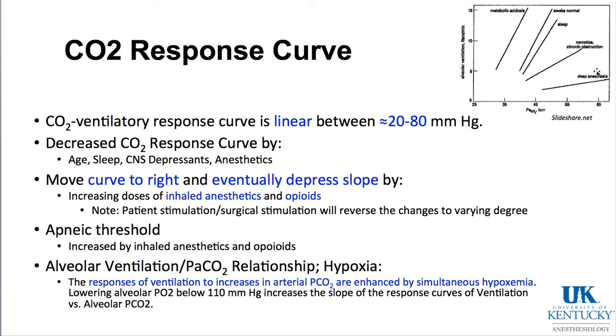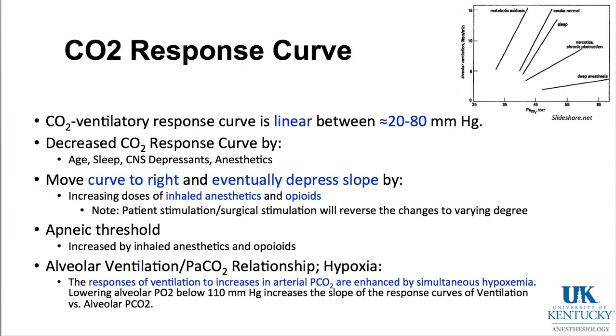Apneic threshold is increased by inhaled anesthetics and opioids, and there is a relationship between hyperventilation and hypoxia, such that if you have a patient who has a rise in CO2 who's simultaneously hypoxemic, so a combination of hypercarbia and hypoxemia, they will ventilate even more than they would if they were not hypoxemic.